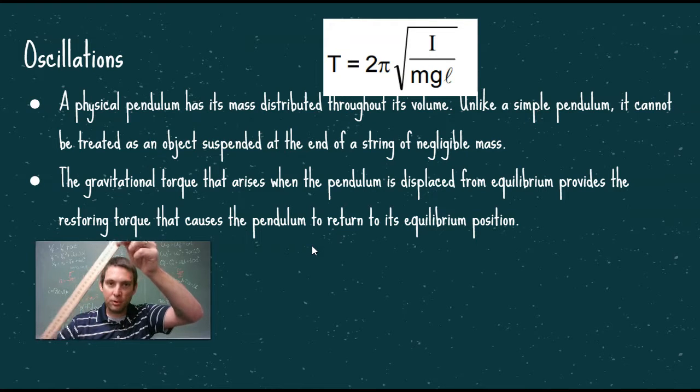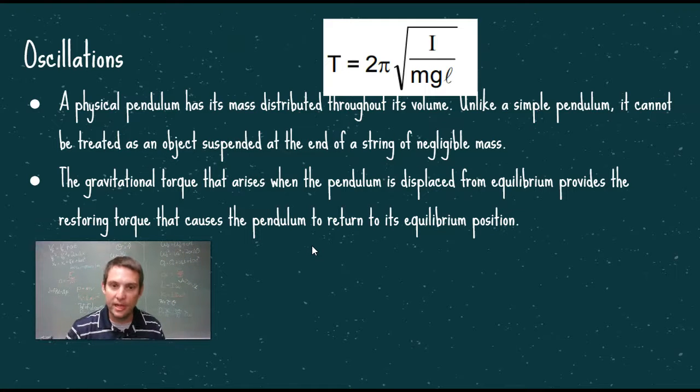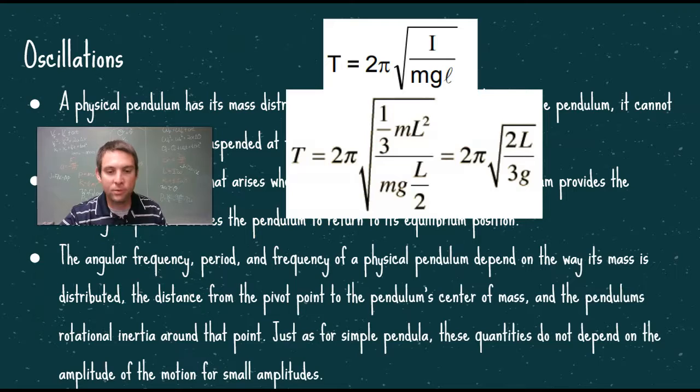And just like with simple pendulums, the inertia is going to cause the pendulum to overshoot the equilibrium and create this oscillation. The angular frequency, period, and frequency of a physical pendulum depend on the way its mass is distributed, the distance from the pivot point to the pendulum's center of mass, and the pendulum's rotational inertia, I, around that point. Just as for simple pendula, these quantities do not depend on the amplitude of motion for small amplitudes.